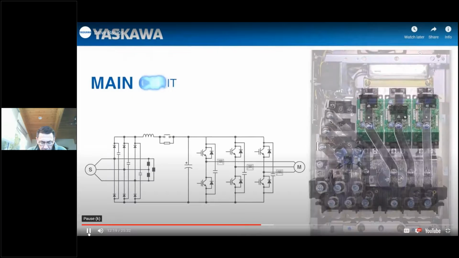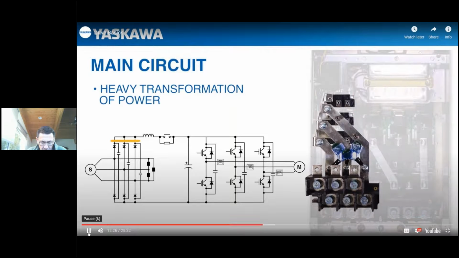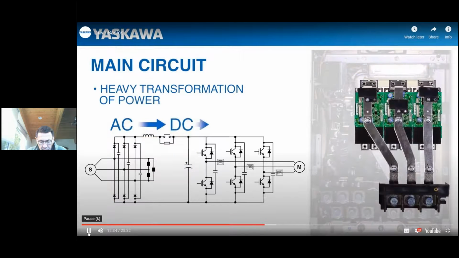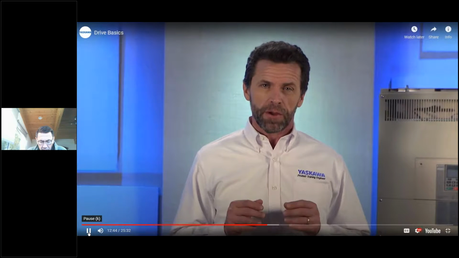The main circuit is where all the heavy lifting takes place, the heavy transformation of power. Most drives now use this same main circuit with a three-phase AC incoming source that is converted into DC, then back to simulated AC going to the motor. Let's start by moving our way from left to right, building our drive, and understanding the components along the way.